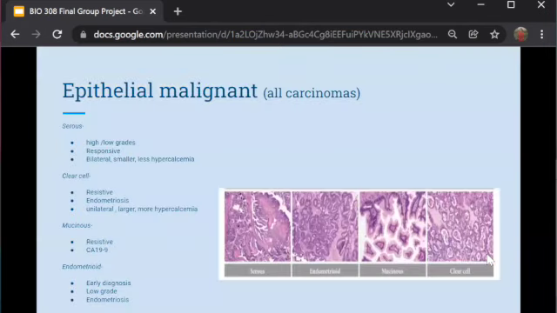Epithelial malignant tumors, we have serous, clear cell, mucinous, and endometrioid. Serous has high and low grades, and it is responsive to therapy. It has a bilateral, smaller, and less hypercalcemia appearance. Clear cell is resistive. It's related to endometriosis, and it has a unilateral, larger, and more hypercalcemia appearance. Mucinous is more resistive to therapy and has increased levels of CA19-9. Endometrioid typically is diagnosed early. It has a low grade and it's related to endometriosis.